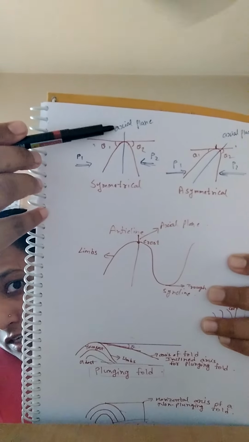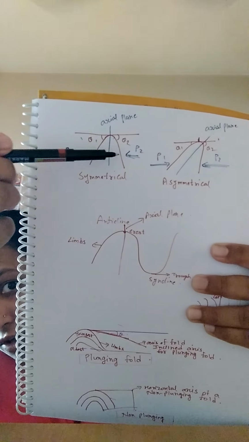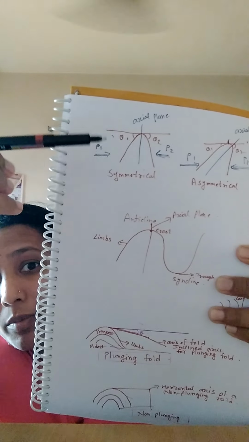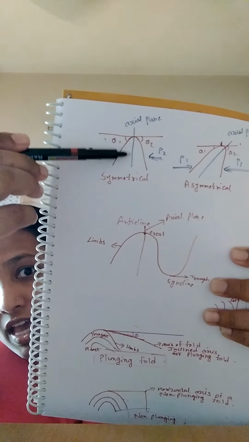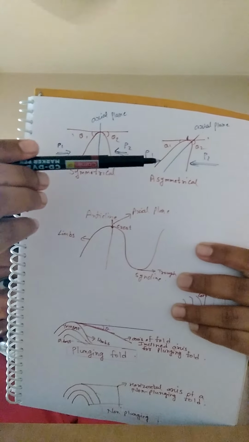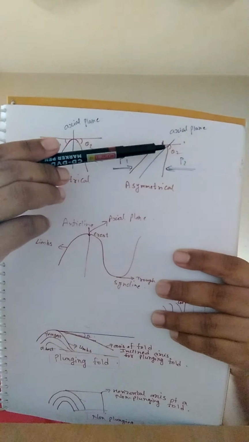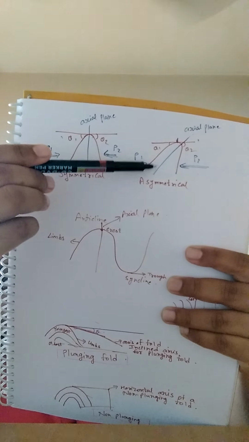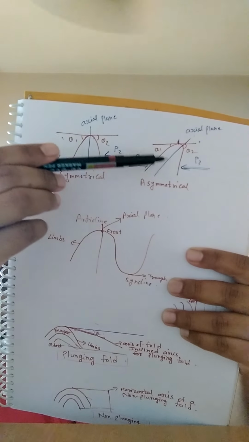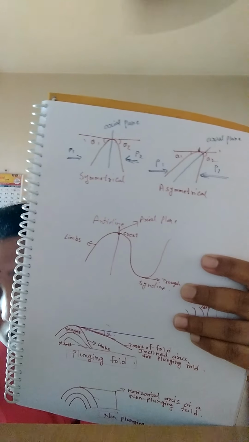Yes, you see this? The axial plane here is vertical, and the fold is divided into two equal parts or mirror images of one another on either side of the axial plane. Whereas in an asymmetrical fold, the axial plane is inclined and not necessarily on either side they are mirror images. It is not the case, right?